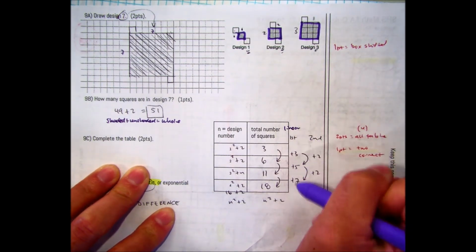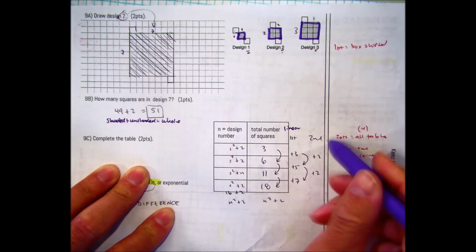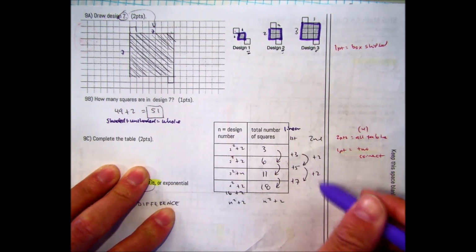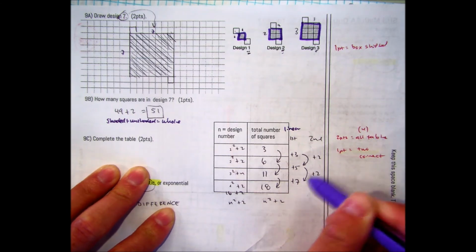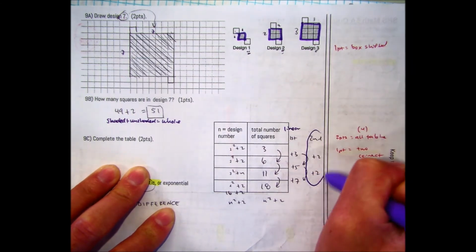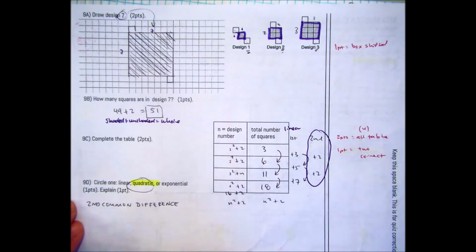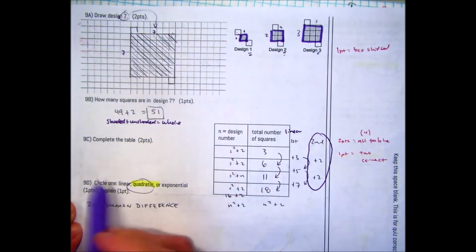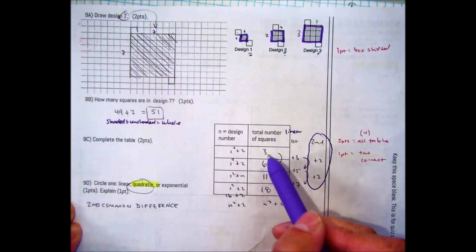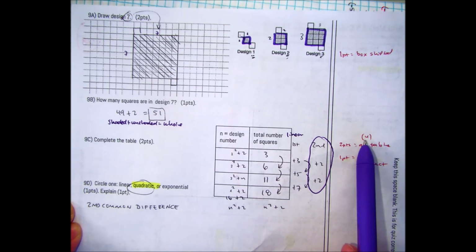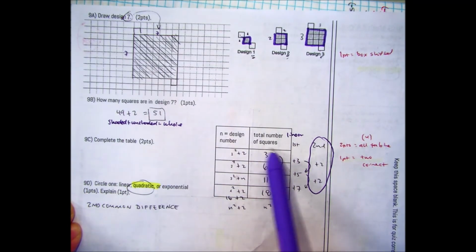So it's not linear because this is not a first common difference. Then I'm looking for a second common difference. Well, that means if I go from this number to this number, that'll be 2 and then 2. So it is a second common difference. So the answer is 9D. Let me go back to the table. If you wrote the numbers 3, 6, 11, and 18, you got 2 points for all 4 that are correct. You got 1 point if you got 2 of these correct.